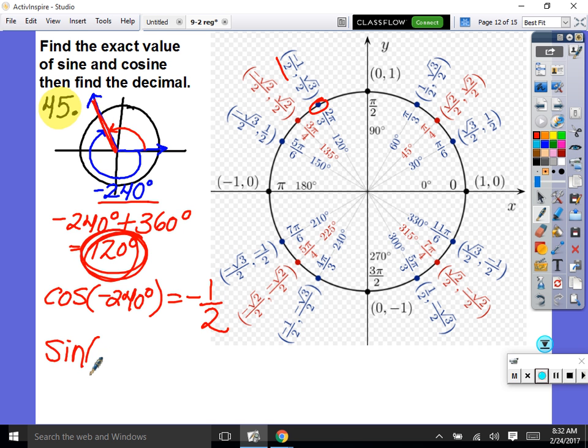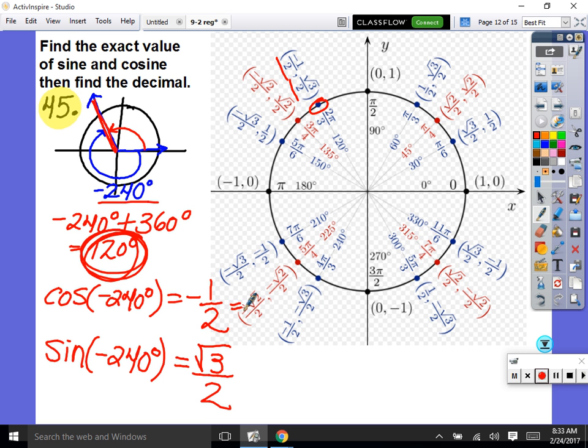And sine of negative 240 degrees will be, sine is y, root 3 over 2. That is an exact answer, whereas your calculator can only give you a decimal answer. So, watch, type it into your calculator. Cosine of negative 240 degrees, hit enter.